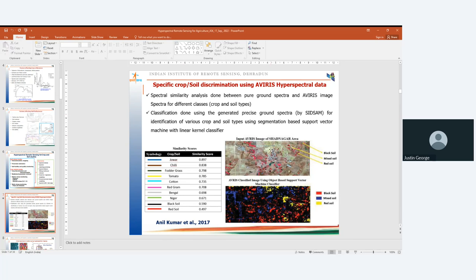And in this, you can see the black soil. The attempt was to distinguish between two different types of soils, the black soil and the red soil, which have contrasting genesis as well as contrasting characteristics in the area. And the crop selection is also based on the crop type and soil type. So the black soil, the mixed soil and the red soil were identified and classified with around 70 to 80% accuracy in the particular area.